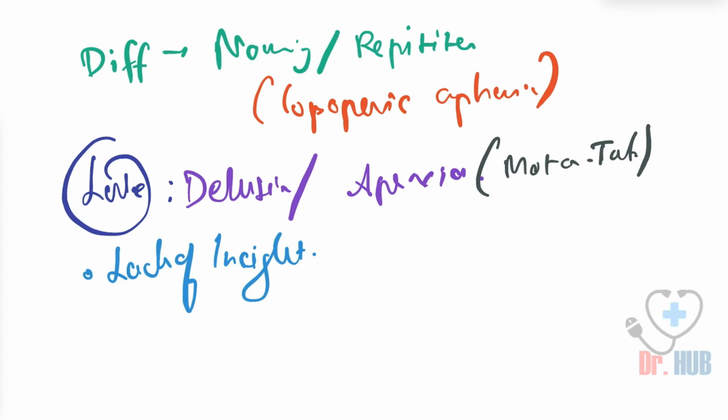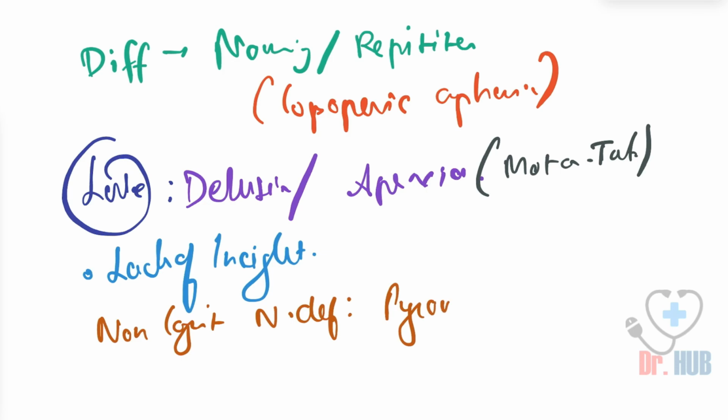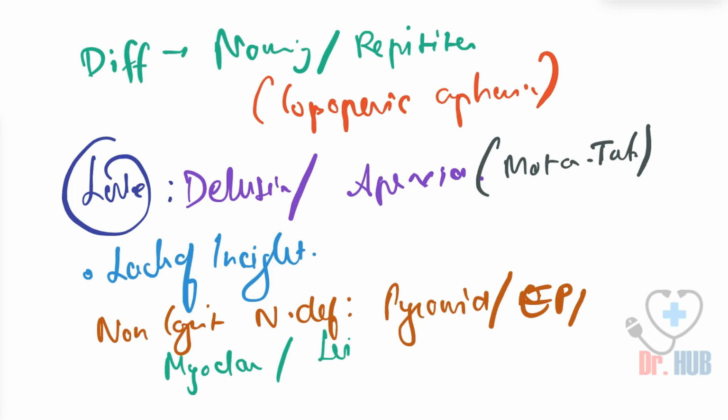Next, there are also the non-cognitive neurological deficits. This includes the pyramidal as well as the extra-pyramidal signs, and it also includes myoclonus as well as seizures.